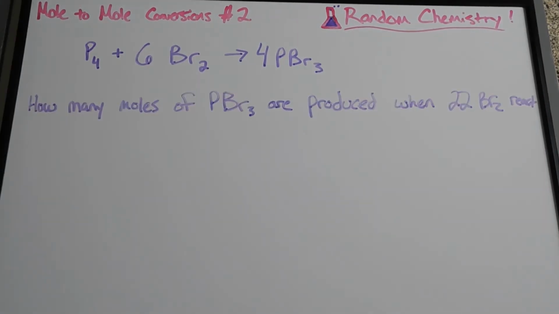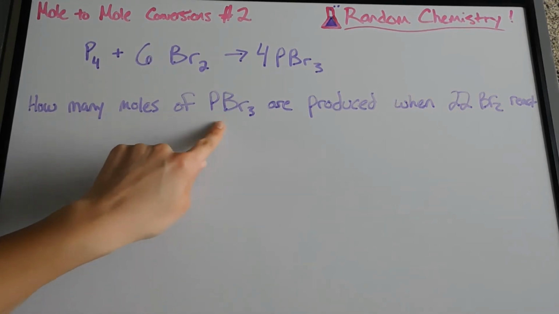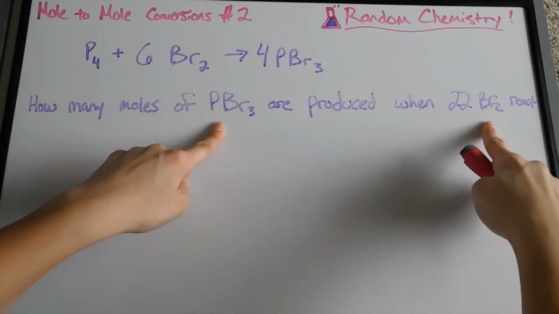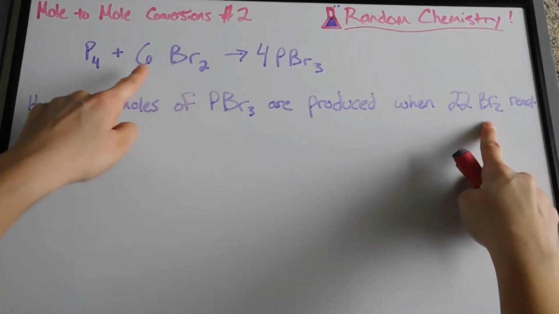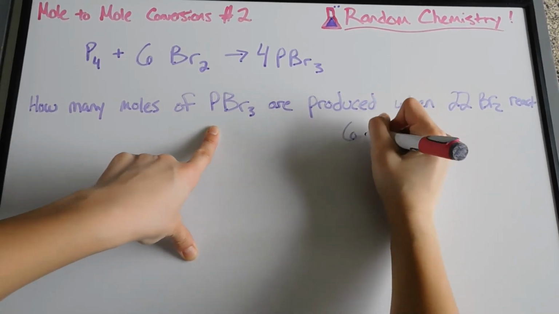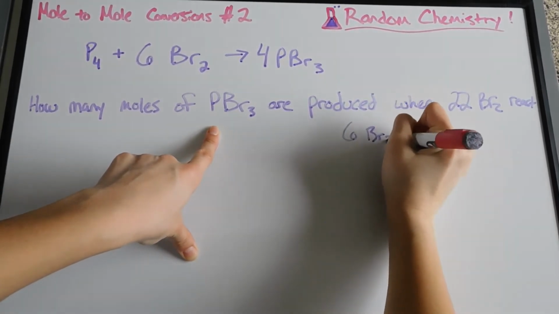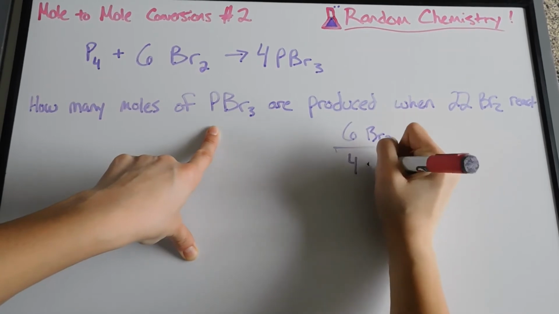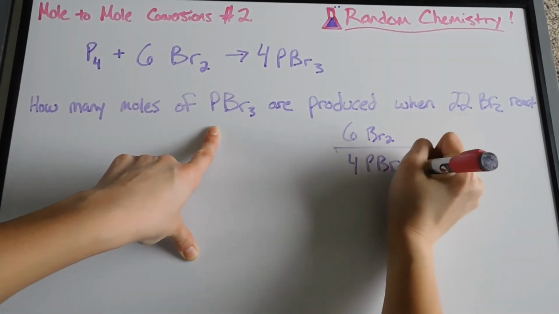Alright, here's another practice question for the same chemical equation. How many moles of PBr3 are produced when 22 moles of Br2 react? So first we need to find our molar ratio for PBr3 and Br2, which is 6 to 4. And I'll write that as a conversion factor. 6 Br2 for every 4 PBr3.